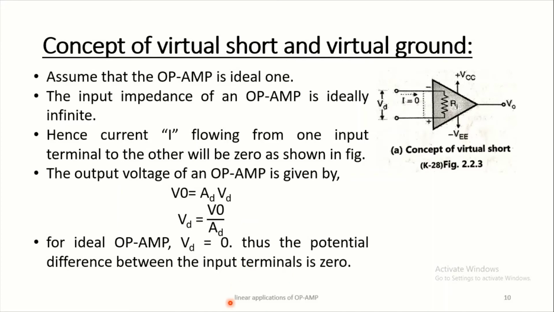When we short circuit two points, they will have the same potential. Due to this reason, the op-amp terminals which are almost equipotential are said to be virtually, not actually, short circuited. Here they are not actually short circuited, they are virtually short circuited because they are at equipotential. They both have the same potential, so it is called a virtual short circuit. This is shown by a dotted line in the figure.